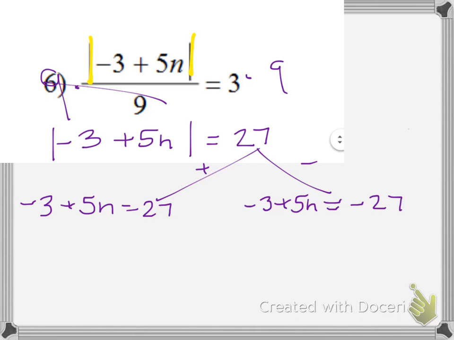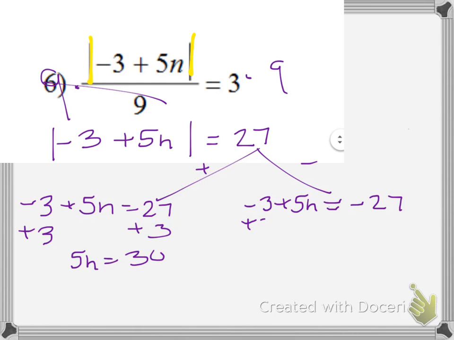So, we got to solve both of these equations. And again, we got to move that negative 3 first. So because it's a negative 3, we're going to do the opposite and add 3. 27 plus 3 gets us 30. So right now I got 5n equals 30.